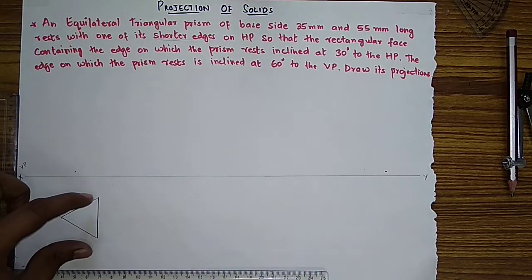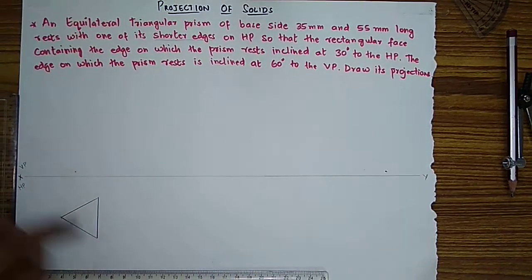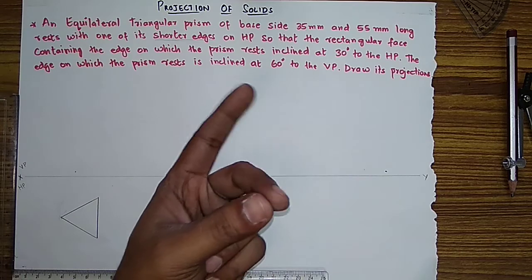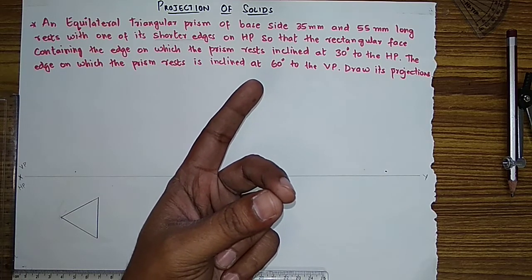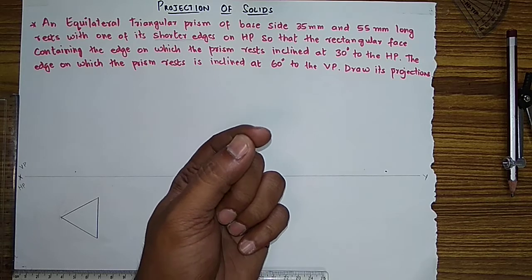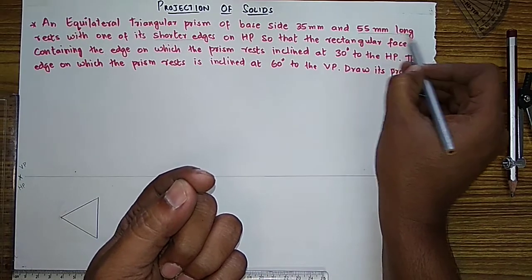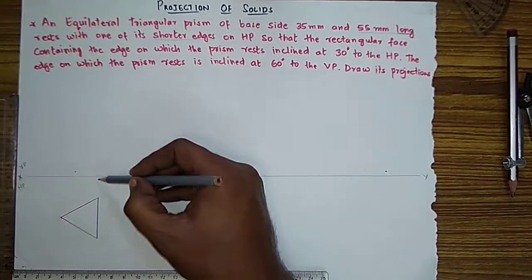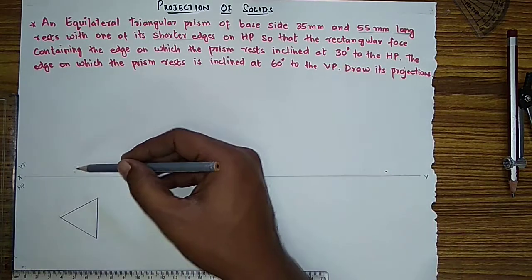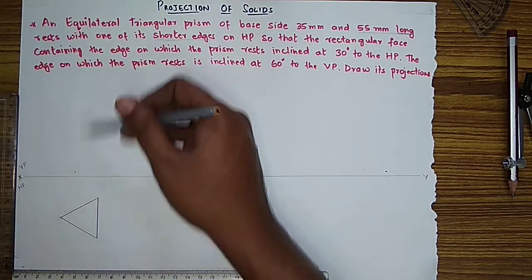So I have drawn this triangle of 35 mm as said in the question, and on the upside you have to see only two things: which solid it is, like a prism or pyramid, and the axis length given in the question. Here it is 55 mm long, meaning axis height. This is a prism and the axis height is 55 mm, so you have to draw a prism of 55 mm height.